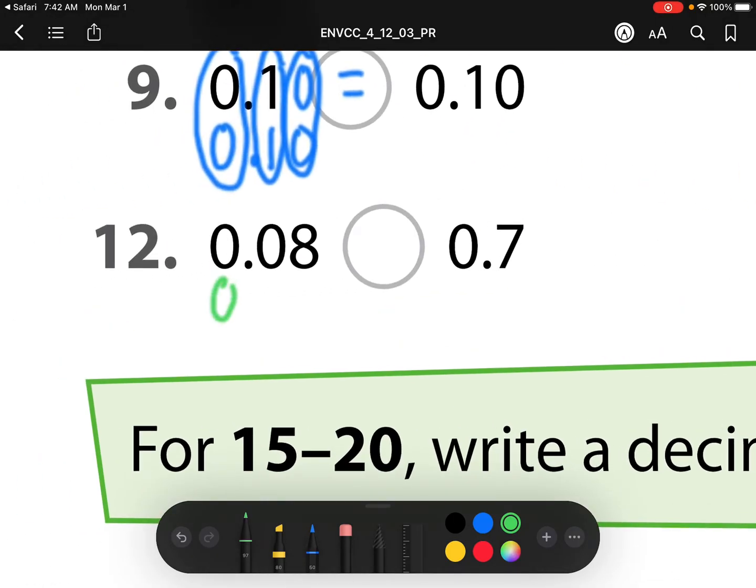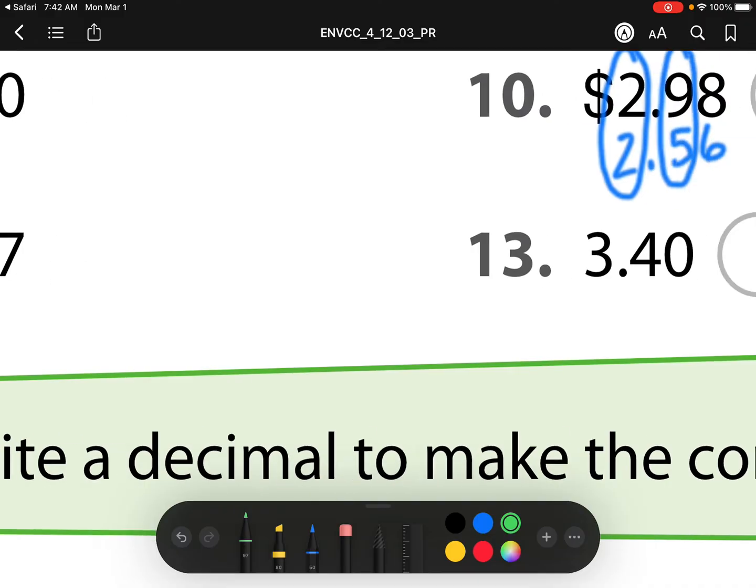Again, line up those decimals. Start on the left-hand side because that's your largest place value. 0 is the same as 0, so we go to the next place value. 7 is bigger than 0, so that means it's going to be greater on that 7. So 8/100ths is less than 7/10ths.